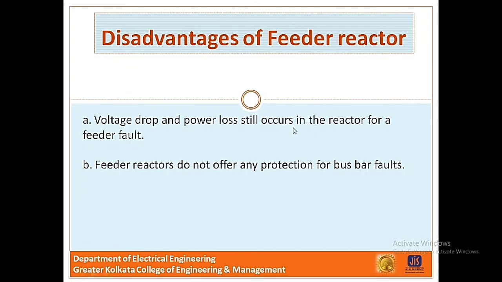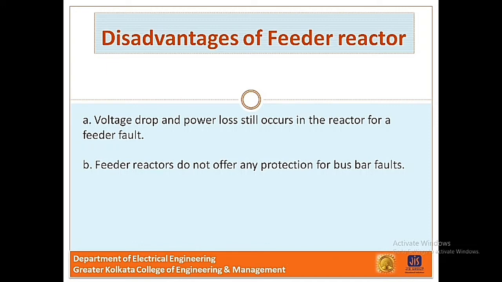Voltage drop and power loss still occur in the reactor for a feeder fault and at normal operating condition. Feeder reactors do not offer any protection for busbar fault. Suppose a short circuit occurs at the busbar, no protection is provided to the generator. However, this is of little importance because such faults are rare and modern generators have considerable leakage reactance to enable them to withstand the short circuit across their terminals.